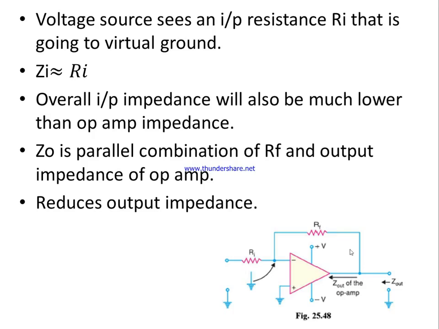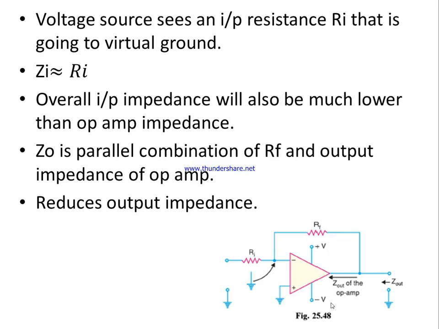Okay, if you have 2 ohm and 3 ohm connected in parallel, then the net effective resistance will be less than the value of 2 ohm and 3 ohm. Clear? So it will be less than the minimum resistance, 2 ohm. So if you connect 10 ohm and 8 ohm, the resultant will be less than 8 ohm. Similarly, if you connect Z out and RF in parallel, then the effective resistance will be less than the value of Z out, which was the actual output impedance of an op amp. Clear? So the input impedance and the output impedance of an inverting amplifier are less than those of the practical or ideal op amp.